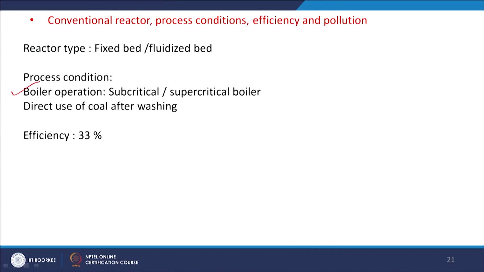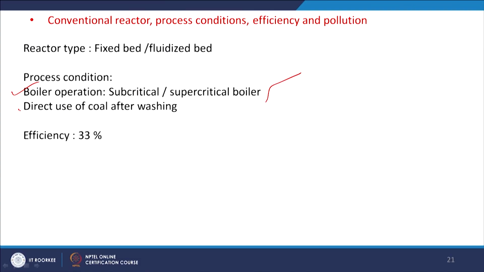Now, we will see what type of reactors are used for the production of electricity in the thermal power plant using coal. The conventional reactor type is fixed bed, and in some cases we also get fluidized bed. So, fixed bed and fluidized bed are the mostly used reactor types in thermal power plants. What is the condition? The boiler operation is mostly in subcritical conditions, and some advanced plants are using supercritical boilers and also getting more efficiency than the subcritical boiler.